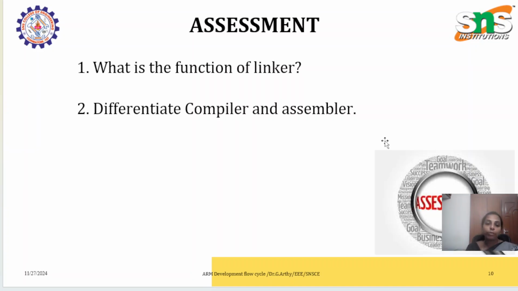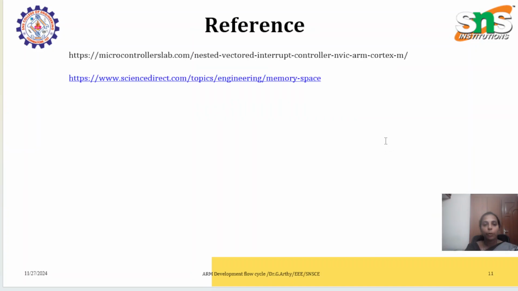What is the function of the linker? For an assessment, differentiate compiler and assembler. I hope the session was useful.